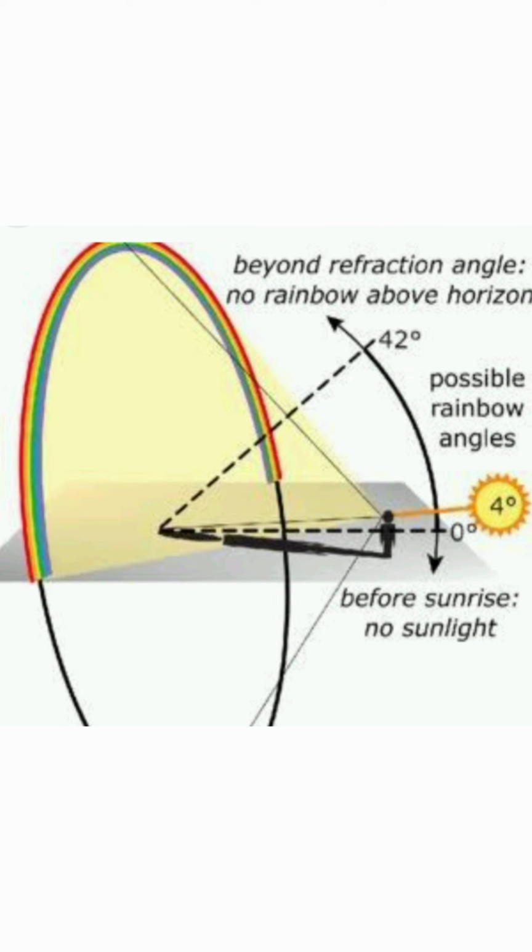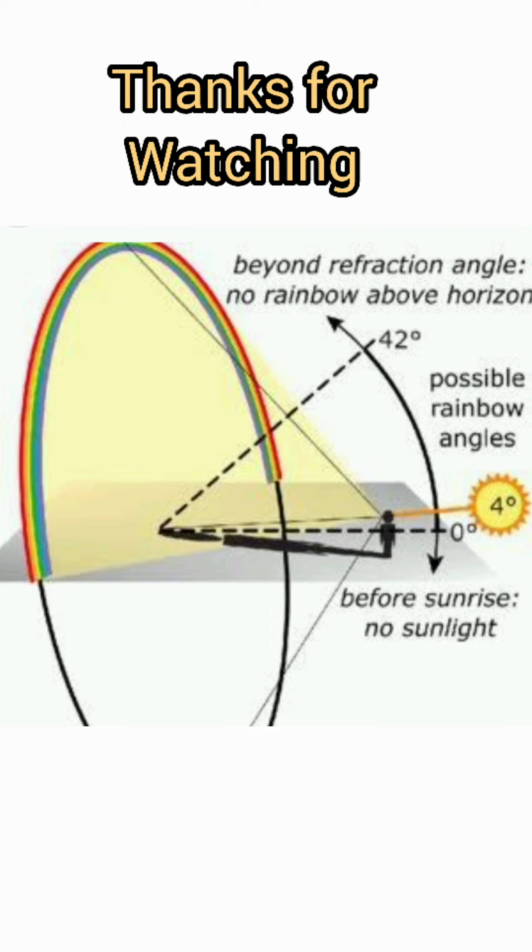1. The sun and the rainbow must be opposite to each other. In other words, the sun needs to be behind the viewer. 2. The sun needs to be low in the sky, at an angle of less than 42 degrees above the horizon. 3. The lower the sun in the sky, the more of an arc of a rainbow the viewer will see.